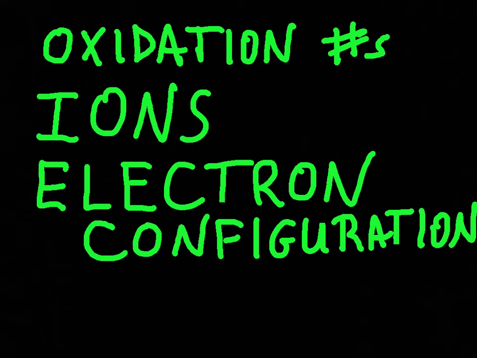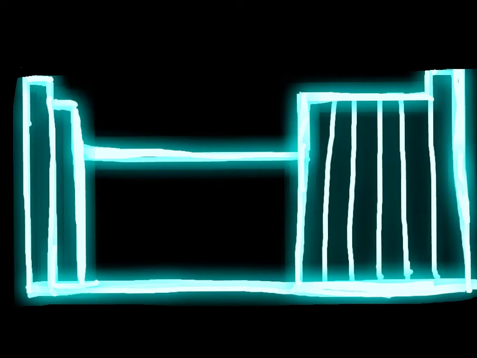Here we're going to talk about oxidation numbers, the formation of ions, and the electron configurations that accompany that. The structure of the periodic table gives us several clues about the way that atoms will gain or lose electrons to form ions. For this type of discussion, we consider only the s block and the p block elements.